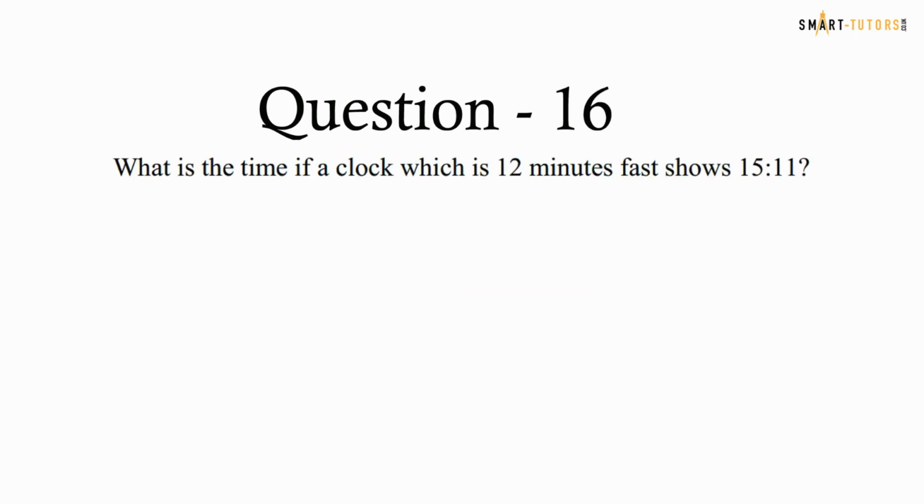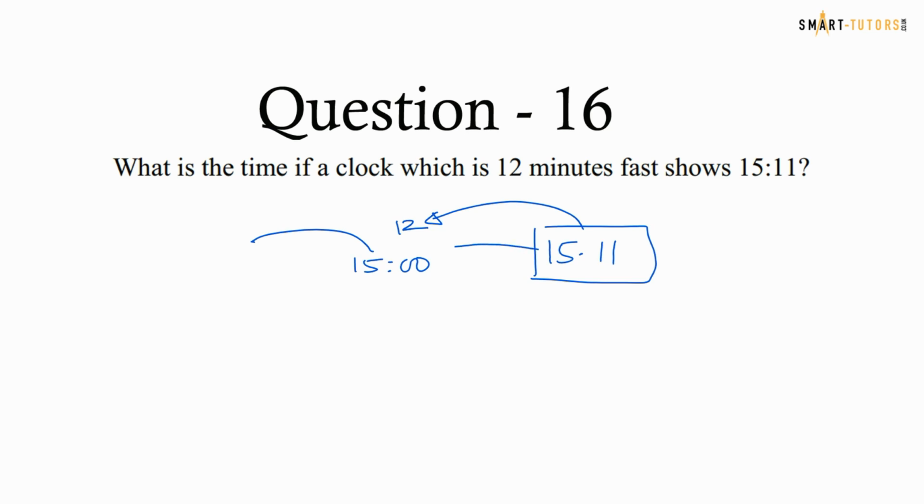Question number 16. What is the time if a clock which is 12 minutes fast shows 13:11? So 13:11 is not the actual time. It's 12 minutes fast. So you need to reverse 12 minutes. So 12 minutes you need to reverse means take the 11 minutes out. So that becomes 13:00, and you need to take another 1 minute to make up the 12 minutes.